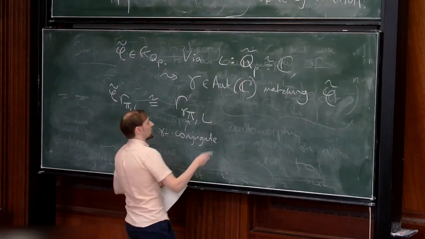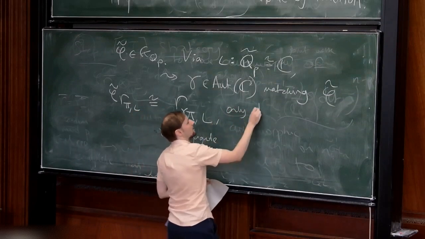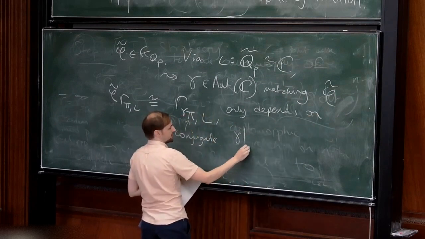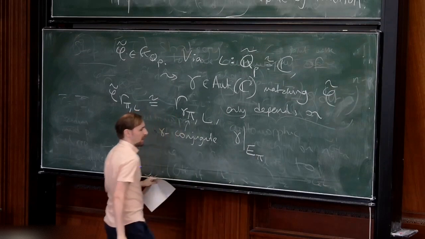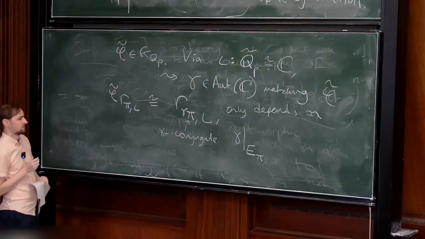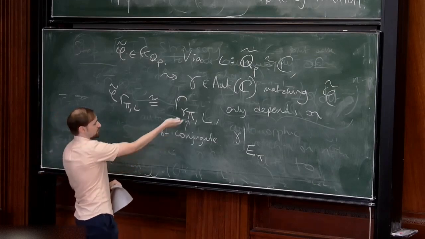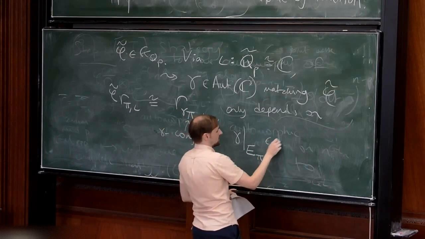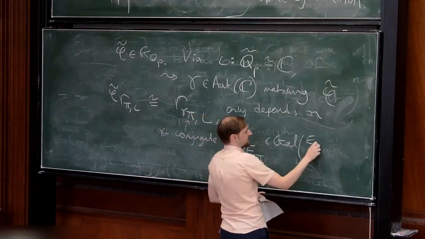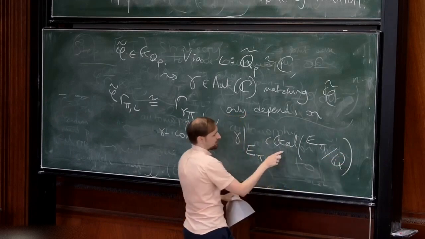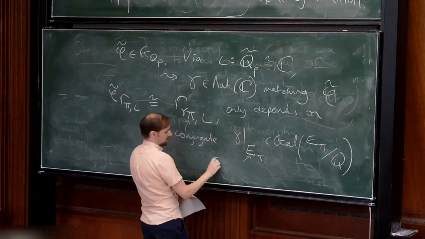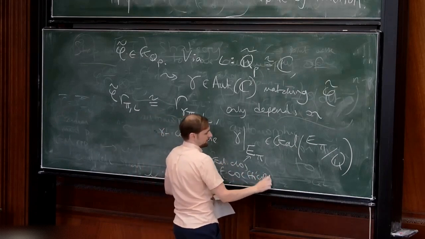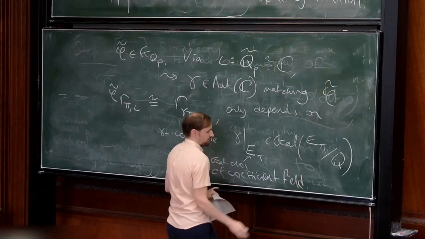And this conjugate only depends on how gamma acts on the coefficient field of pi. So there's some finite extension of Q, where all the Frobenius eigenvalues for pi live. I can take a Galois closure, so it really is in a Galois group of a number field. So here, E pi is the Galois closure, the coefficient field of pi.